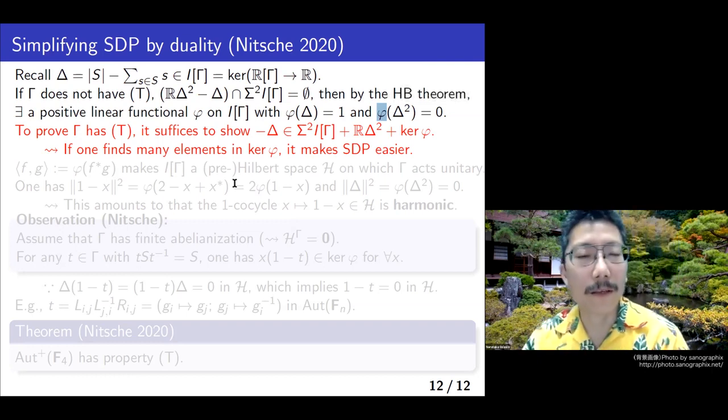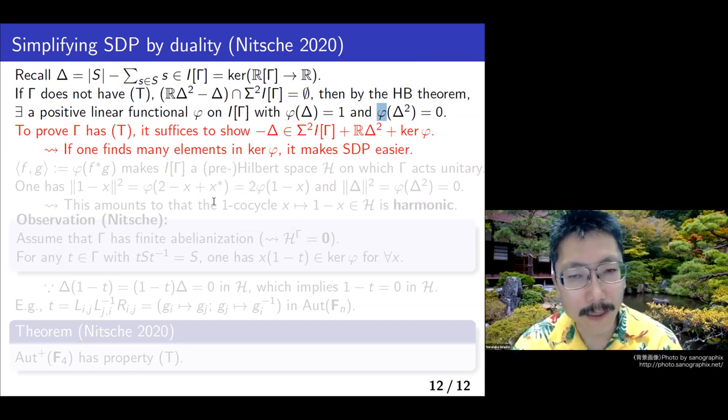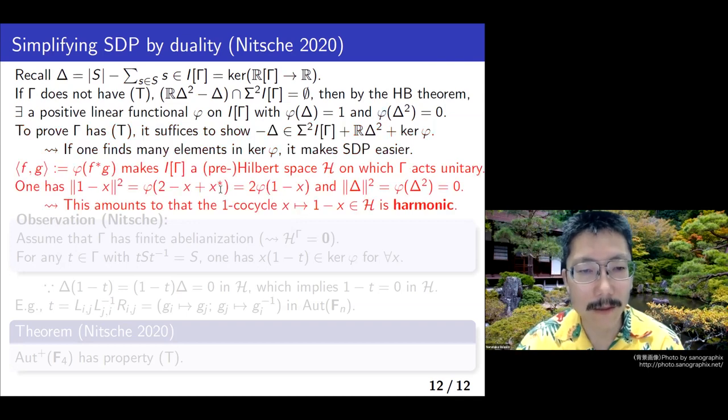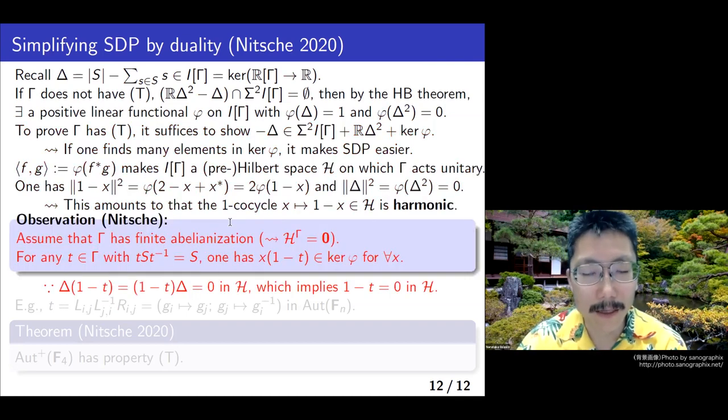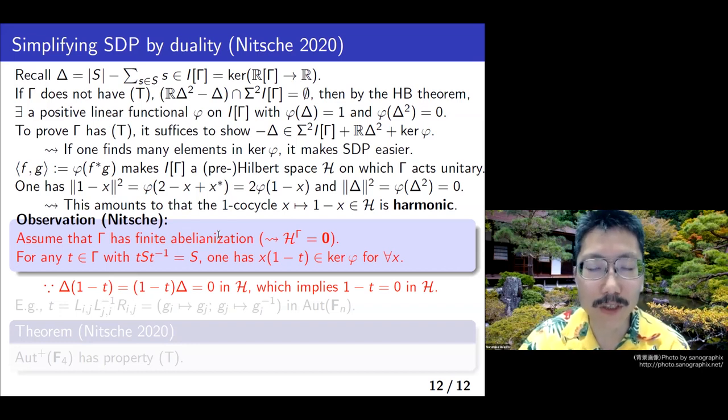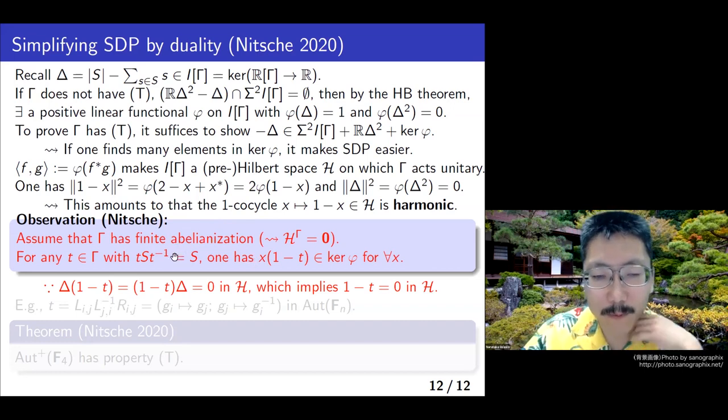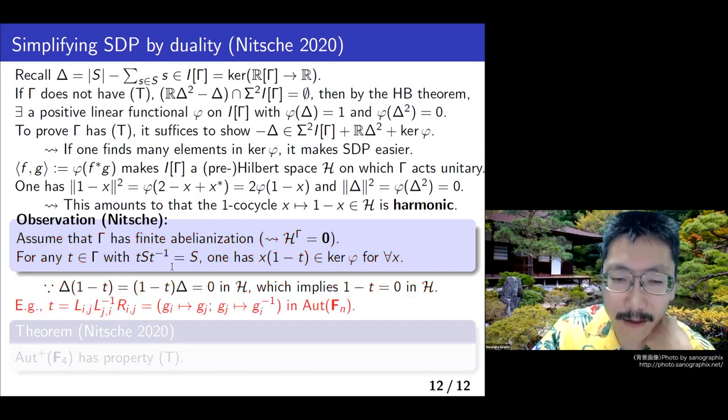But still a lot of things are known about harmonic cocycles, and they satisfy many things. And you can put several elements in fact in the kernel of this phi, whatever phi is, if phi satisfies these two properties. And then you can make the SDP much easier, and you can solve it for the automorphism group of the free group on 4 generators.